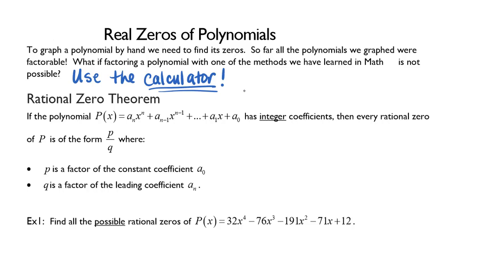The first theorem is the rational zero theorem, and it says if the polynomial p of x with degree n and has terms all the way down to a sub 1 x plus a sub 0 has integer coefficients, and remember integers are like plus or minus 1, plus or minus 2, plus or minus 3, etc., then every rational zero of p is of the form p over q, where p is a factor of the constant coefficient a sub 0, and q is a factor of the leading coefficient a sub n.